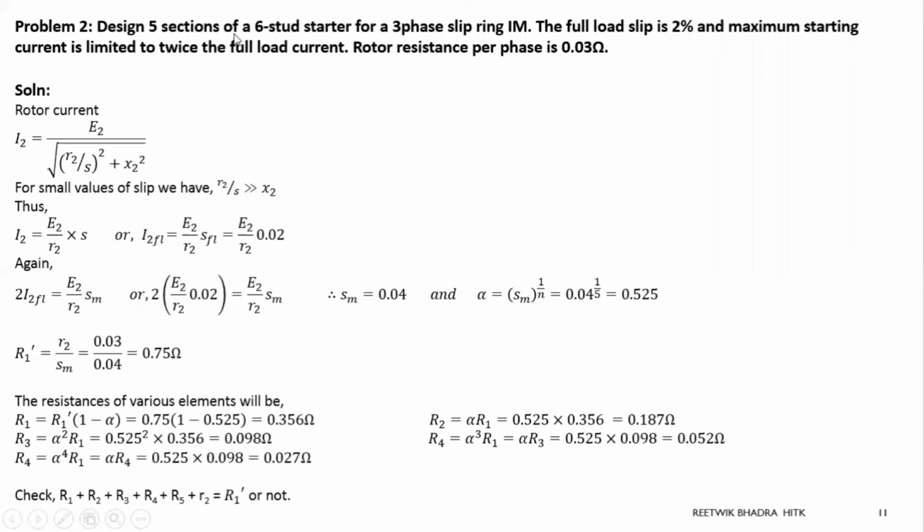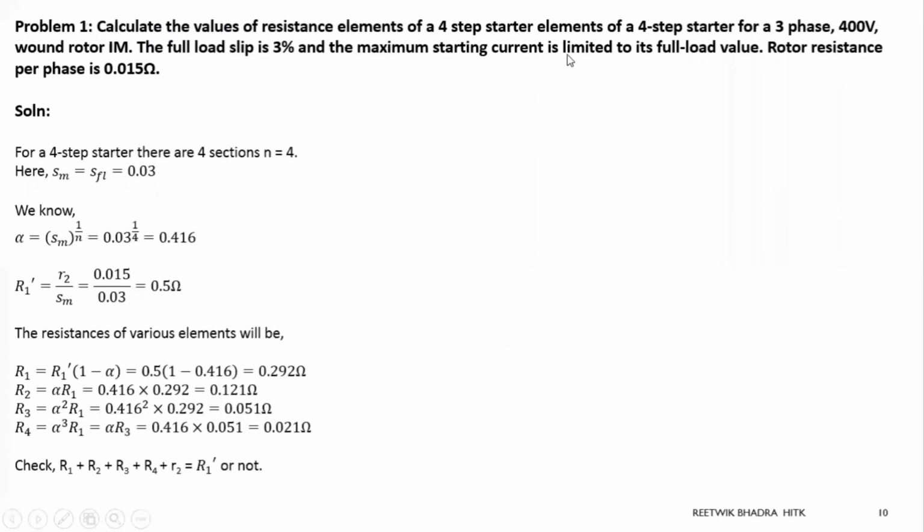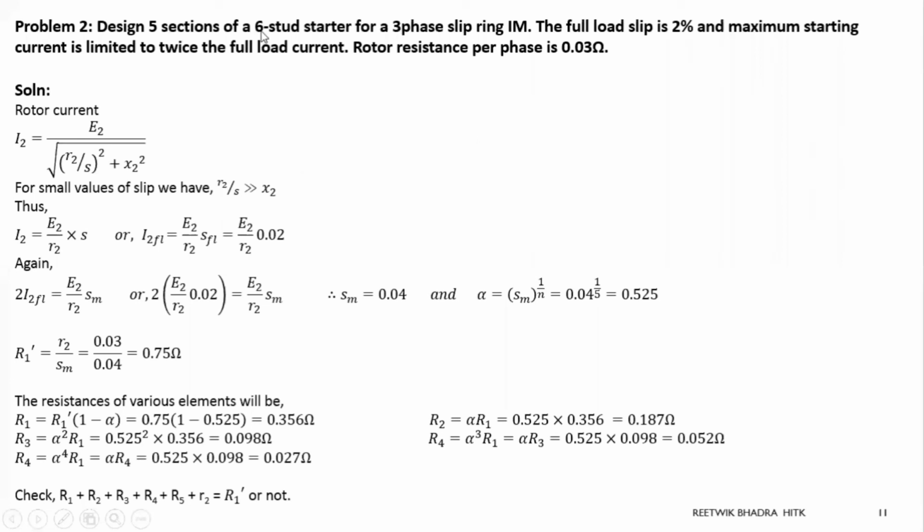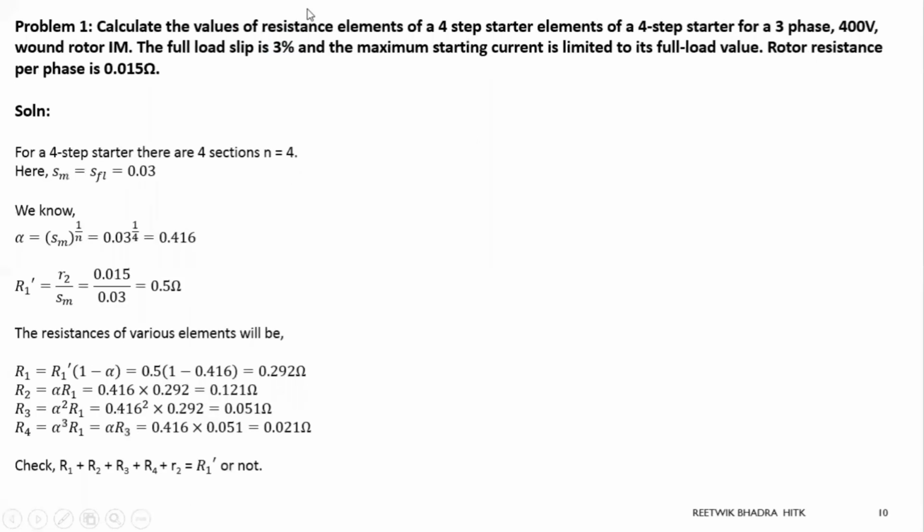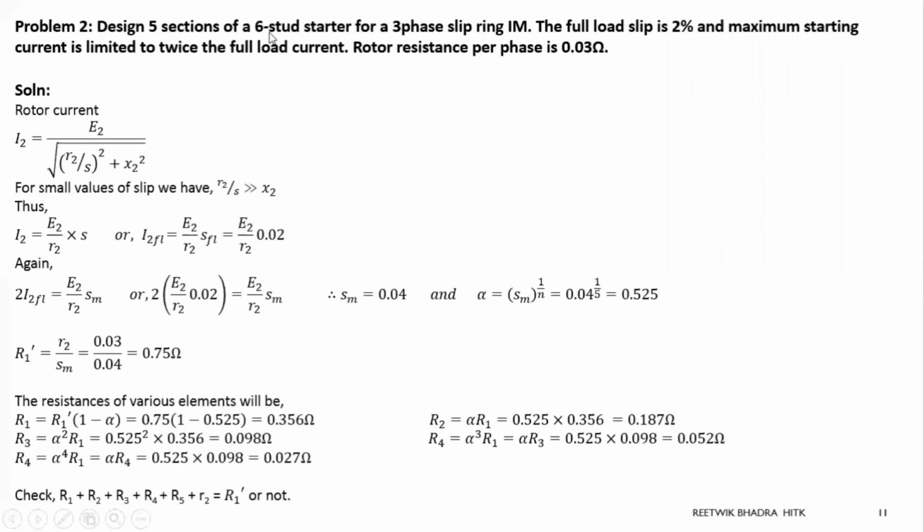Next problem. Design a 5 section starter. So there will be 5 resistances. Here was a 4 section, 4 step starter. That means 4 steps means 4 sections only. When it is told in steps, then you have to consider n equal to 4. Now here it is clearly specified there is a 6 stud and there are 5 sections. So the number of individual resistances will be 5. Full load slip is again given, SFL 2%, and maximum starting current is limited to twice the full load current.